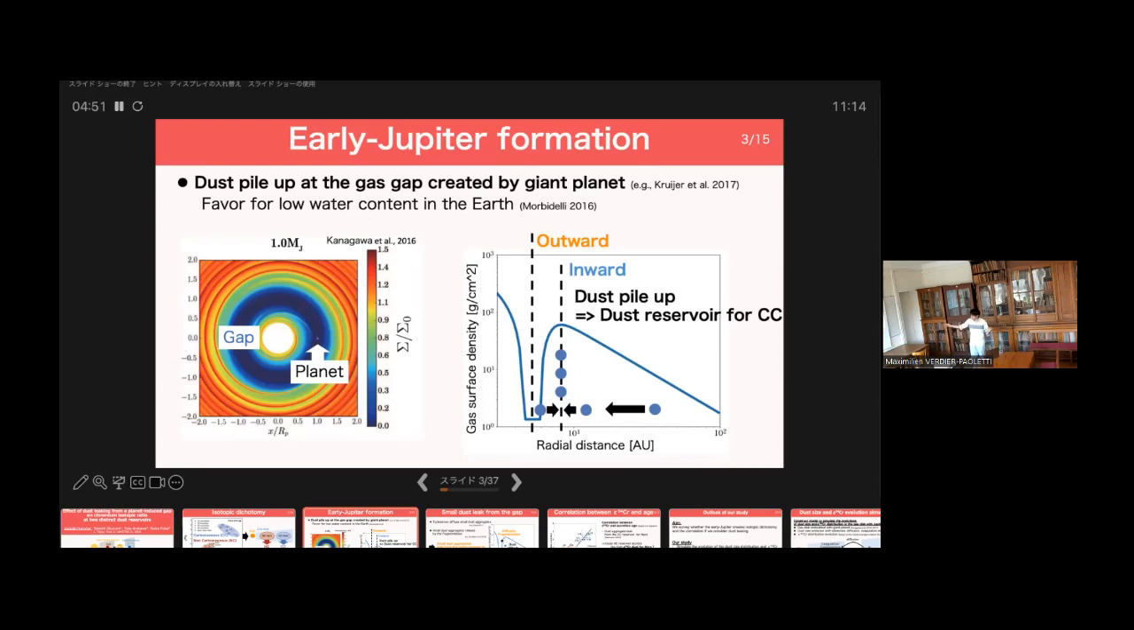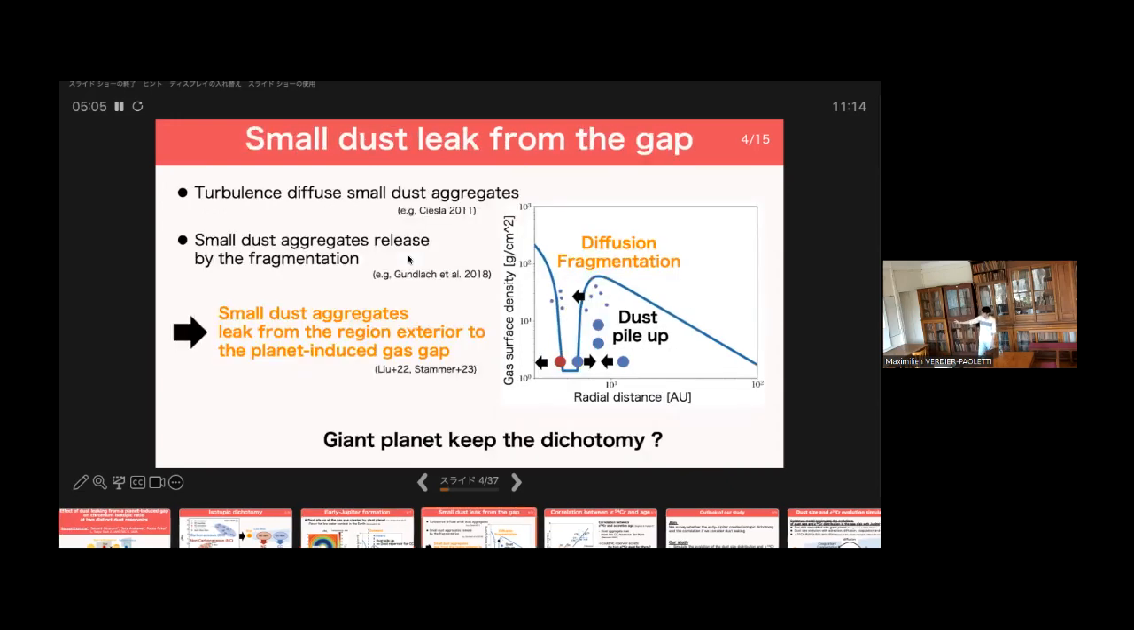So this is the conventional idea for separating the dust reservoirs by early Jupiter formation. But there is a possibility that this idea breaks down because of dust leaking. This is the main topic of this talk. Dust aggregates actually pile up here, but they experience multiple collisions. Each collision produces small dust particles. Such small dust particles easily pass through the gas gap because turbulence diffuses such tiny particles easily.